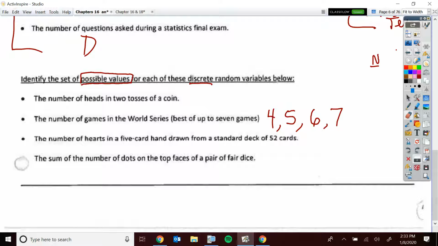So do figure out what the set of possible outcomes are for each of these others. Okay, do that for a minute.